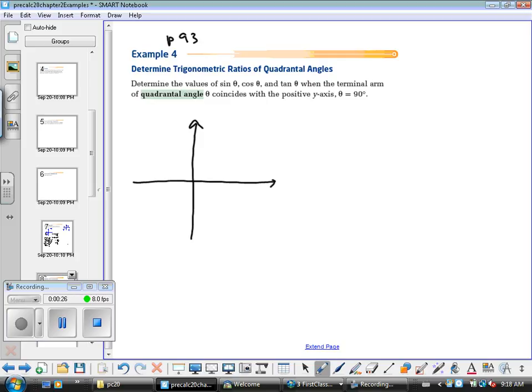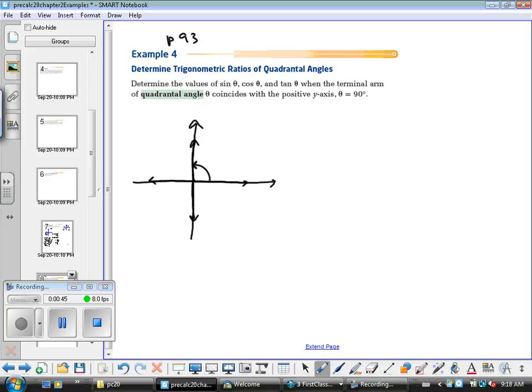So you could do a 0-degree angle, 90-degree angle, 180, 270. Those are called quadrantal angles because they lie on the boundary between the quadrants. This one in particular, we're looking for an angle of 90 degrees.